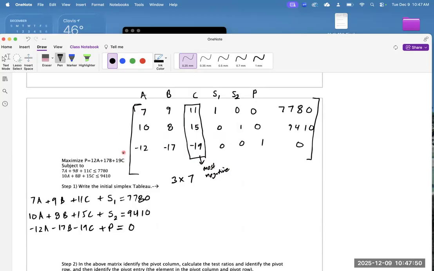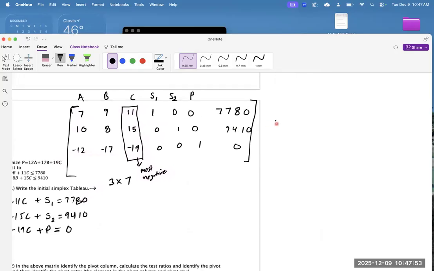Our last row will never be our pivot row, so we don't really consider that one. So what we have to do is take the value in the very last column and divide by the value in the first row, but in our pivot column. So it's 7780 divided by 11. And for the second row, to find that ratio, we're going to do the number in the last column divided by the number in our pivot column, the 15. So these are called our test ratios.